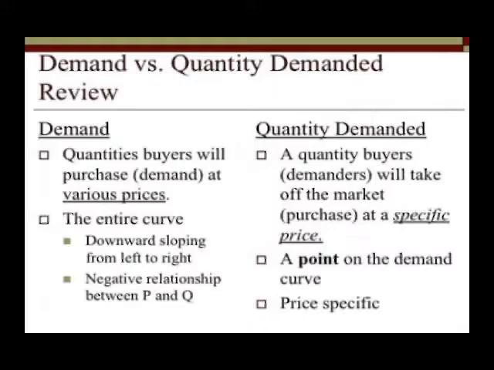A little bit of a review between demand and quantity demanded. Again, demand is quantities buyers will purchase or demand at various prices. It's the entire curve. It's downward sloping from left to right. And again, that is due to that negative relationship between price and quantity. Whereas quantity demanded is a quantity buyers will take off the market at a specific price. It is not the entire curve. It's merely a point on the demand curve.